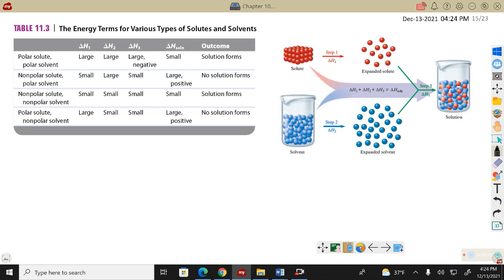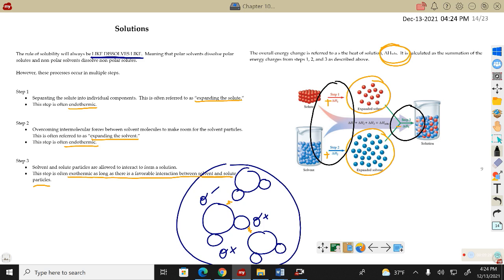So here there's this table about different types of energy formations, and we don't need to worry about that. We just qualitatively can look at this as a kind of like a 2.5 step process. 1 and 2 kind of go together versus step 3. Which one is dominant? Well, that'll determine if the overall energy change for the solution formation is exothermic or endothermic.